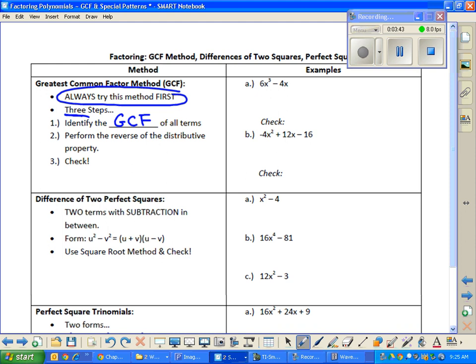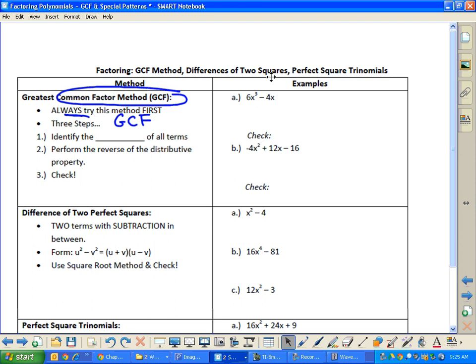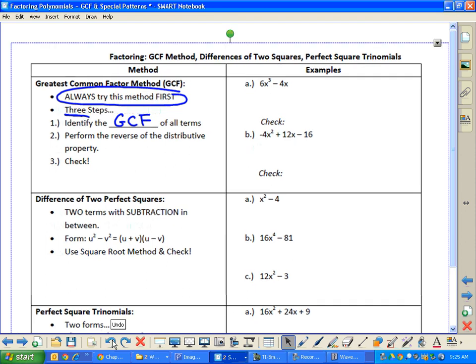So if you take a look at part A, the first step in doing that problem is to think about what the GCF would be for 6x to the third and 4x. And when I think about this, I first think, well, what are the common factors of 6 and 4? Does anybody know what the greatest common factor is for 6 and 4? Tom. It is 2. Very good.